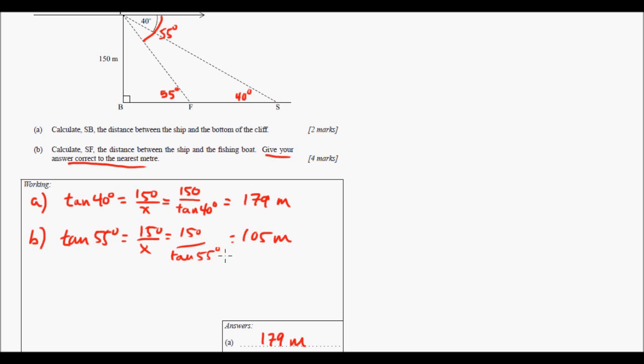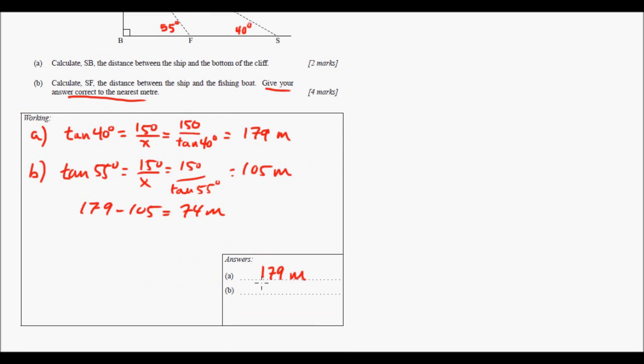Now, that gets you the first couple marks. Now, what do they want? They want to find, so we're just going to have to do 179 minus 105, which would be 74 meters. So again, it's 74 meters. Now, you see what I did there is I prematurely rounded these. In this case, it's fine.